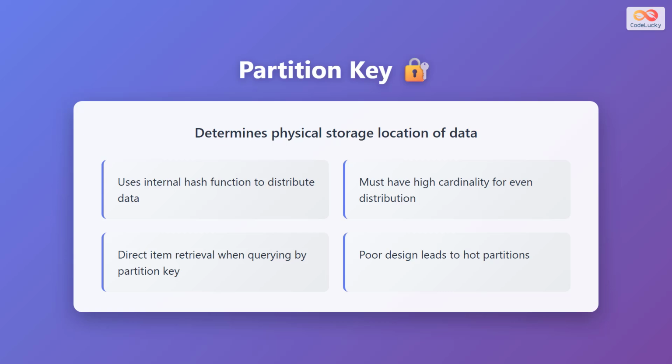The partition key is the foundation of DynamoDB's scalability. DynamoDB uses an internal hash function on the partition key value to determine which physical partition will store your data. For optimal performance, your partition key should have high cardinality, meaning many distinct values that distribute evenly across partitions. When you query by partition key, DynamoDB can directly retrieve items without scanning the entire table. However, poor partition key design can create hot partitions, where some partitions receive much more traffic than others, leading to performance bottlenecks.